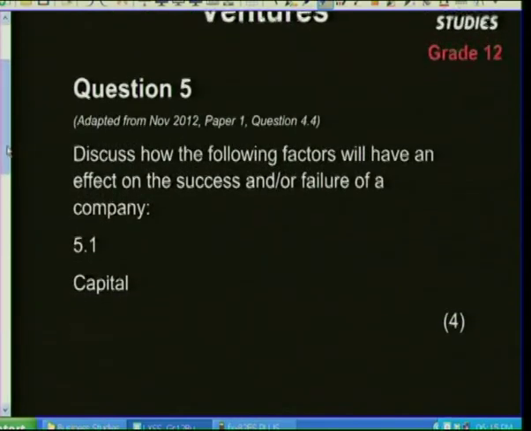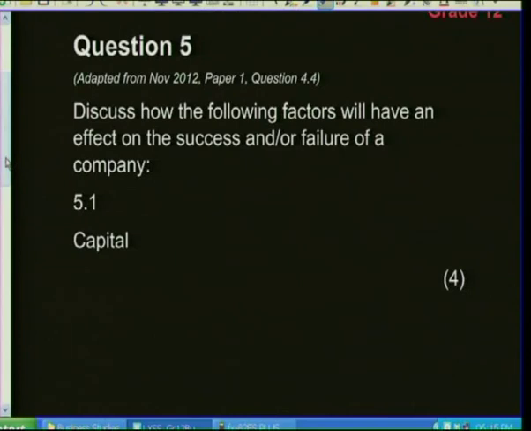Let's have a look at my next question. We're going to talk a little bit about forms of ownership now. And I love forms of ownership because it's so interesting and it's really so straightforward. If you know your characteristics of your sole trader, partnership, CC, private and public company, these questions are a breeze and they tend to always be asked in the same way. So it's really not hectic, it's not that bad. Let's have a look at what I've asked here.